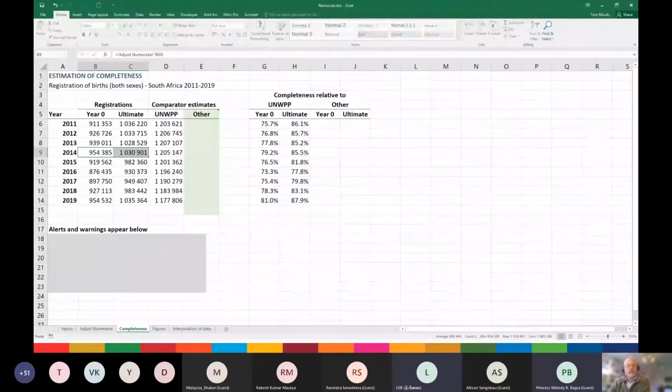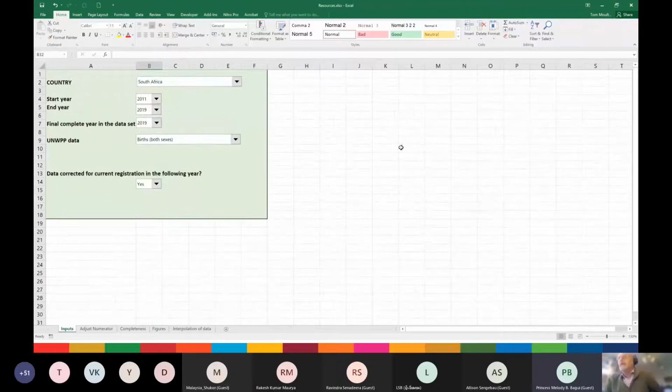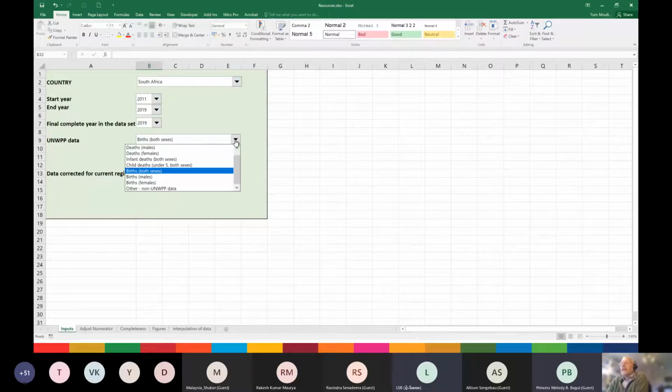Sorry, let me just put this up here. So on the resources Excel spreadsheet, which is available to you, under the UNWPP data, what we have here is the ability to select what measures of completeness you might want to derive relative to the UNWPP data.